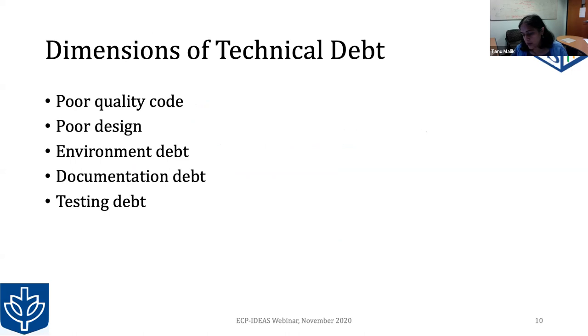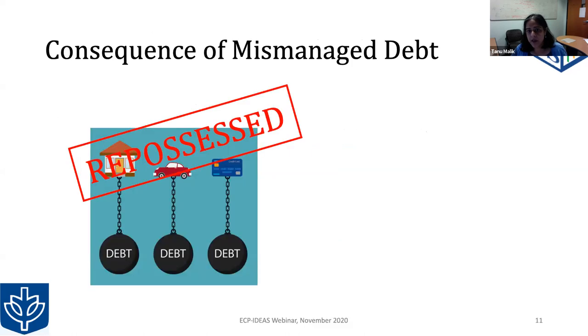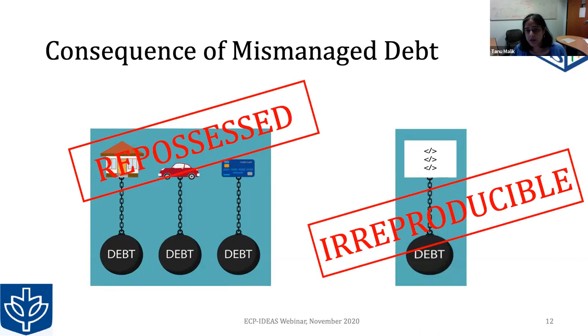Now, going back to our analogy, if we do not repay our debt in any way, what happens to our commodity is that it is repossessed. So what should happen for a publication on which the technical debt borrowed from the scientific software is not repaid? Well, increasingly, it is going to be marked irreproducible, which we know, if such a badge is given to a publication, impacts citations and reputation.